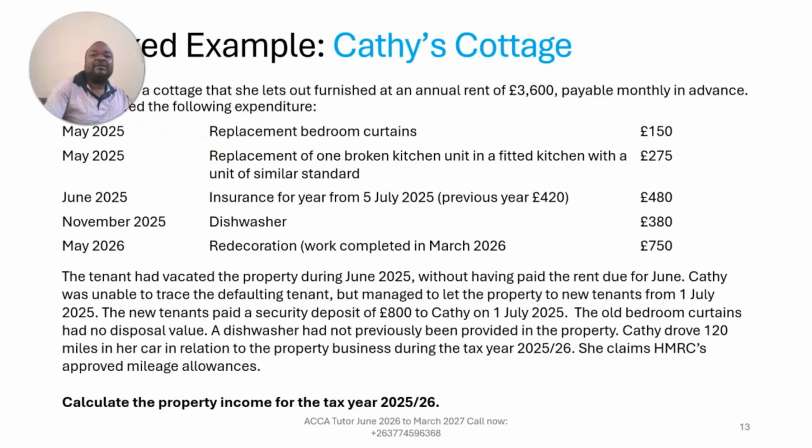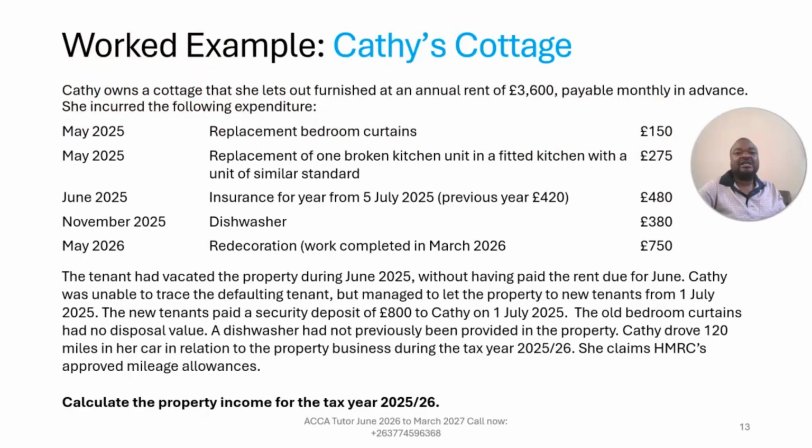Now, let's look at this example. It's a bit complex, but we just have to be comfortable with it because that's exam standard. Kate owns a cottage that she lets out furnished at an annual rent of £3,600, payable monthly in advance. She incurred the following expenditure. Replacement of bedroom curtains, £150. Replacement of one broken kitchen unit in a fitted kitchen with a unit of similar standard, £275.